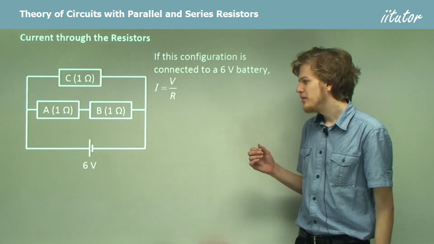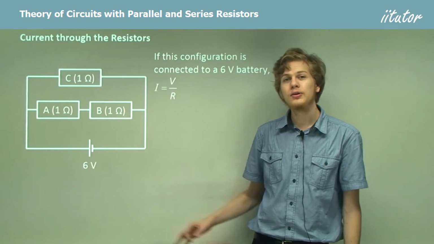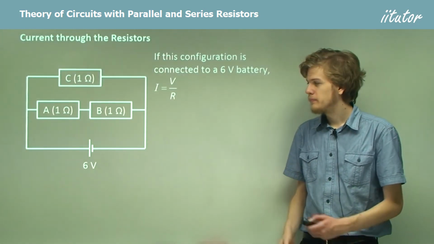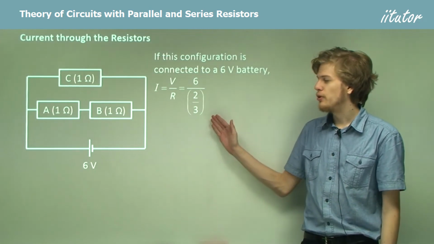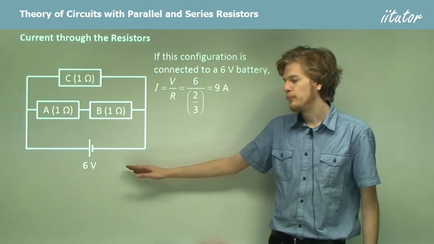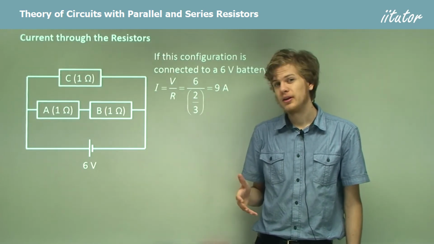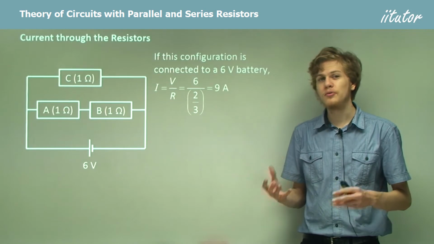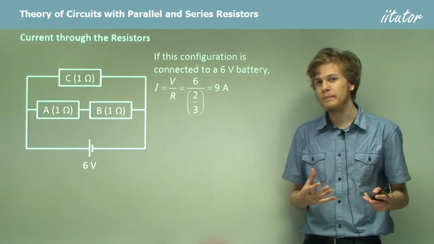Now what happens when we connect this to a 6-volt power supply, like we did to the last one? I equals V on R, and substituting in 2/3 and 6, we get 9 amps being drawn, which, as you'll notice, is more than twice as large as when we had the 3 resistors set up the different way, right?